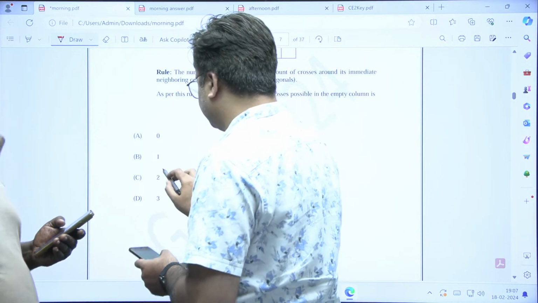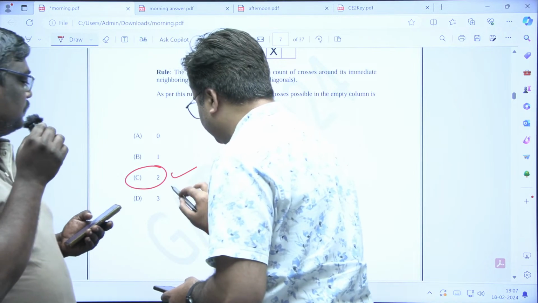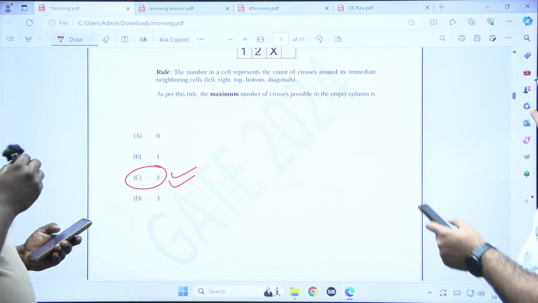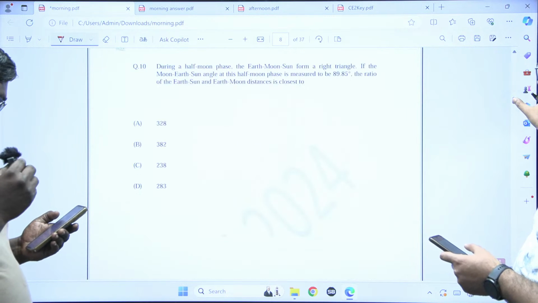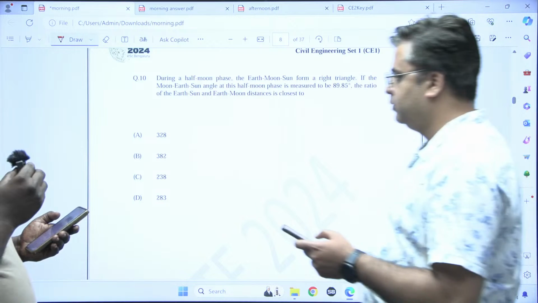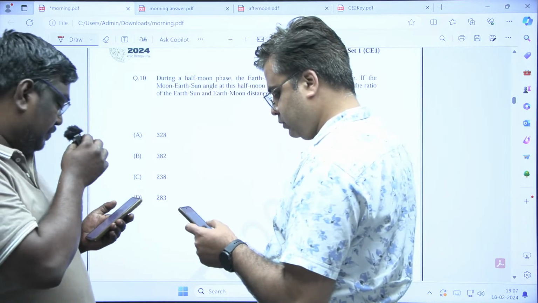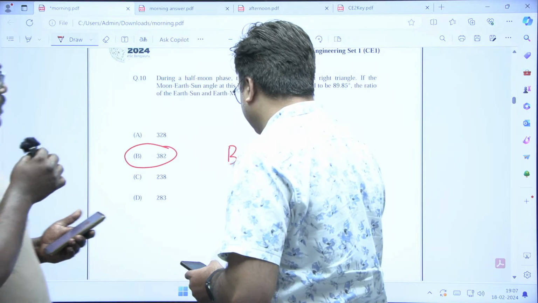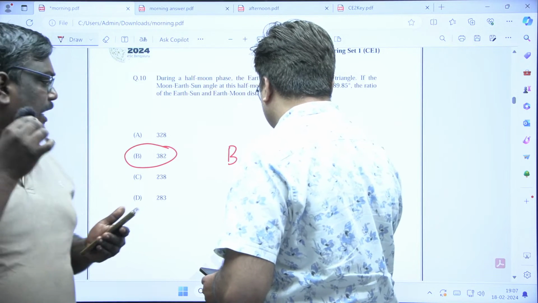Option C is the correct option for this question number 9. Okay, next. This is question 10. The 10th one is option B, I think, sir, 382. Yes, this is option B, that is 382.